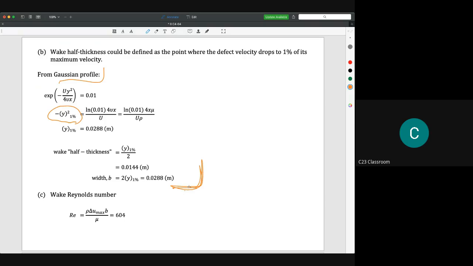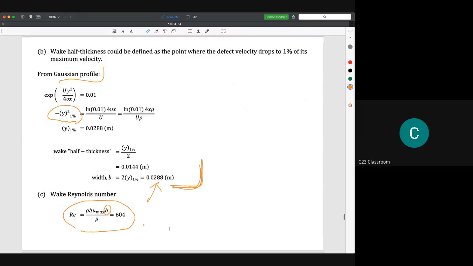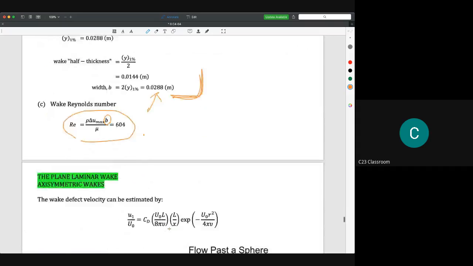Then the wake Reynolds number can be calculated like this: rho, U, and B. B is actually the width that we have here. Then we get around 604. Okay, so we continue a little bit.